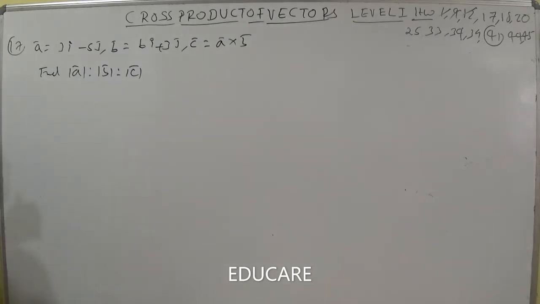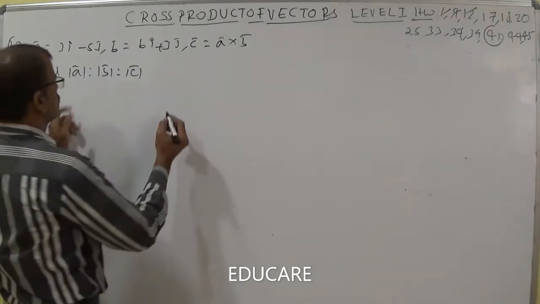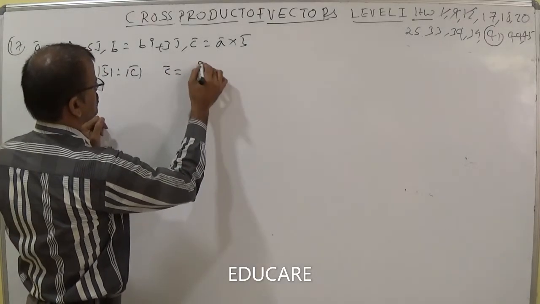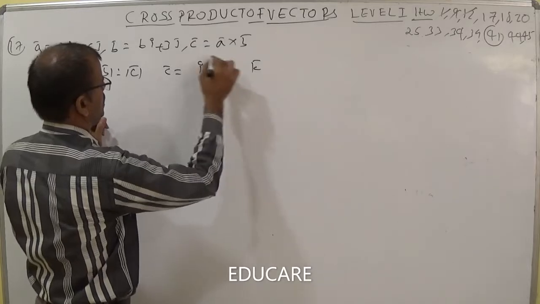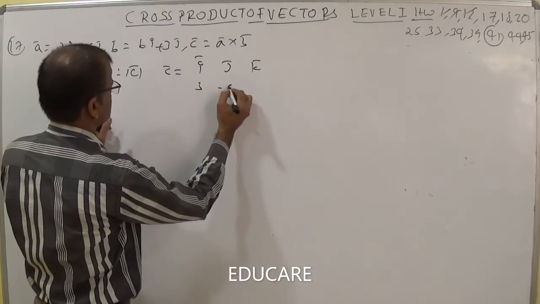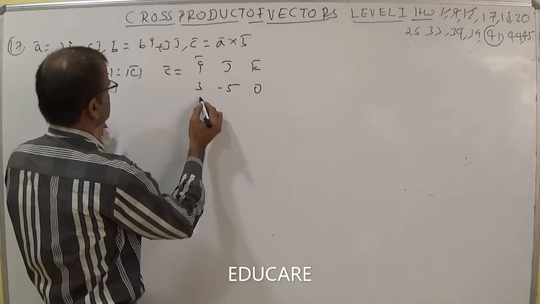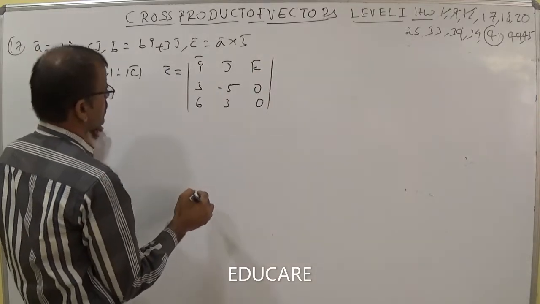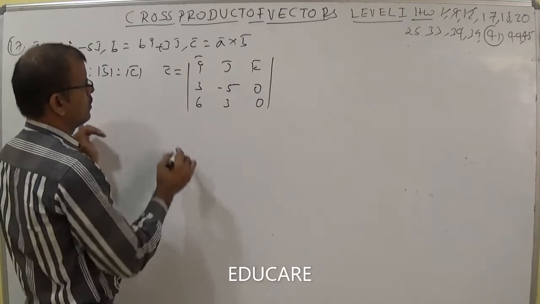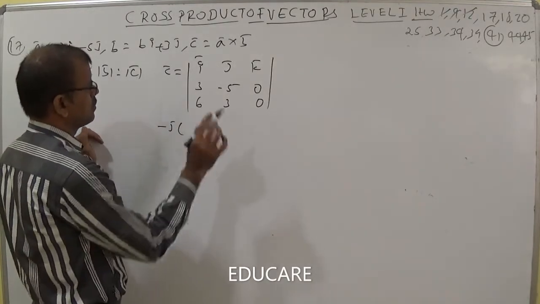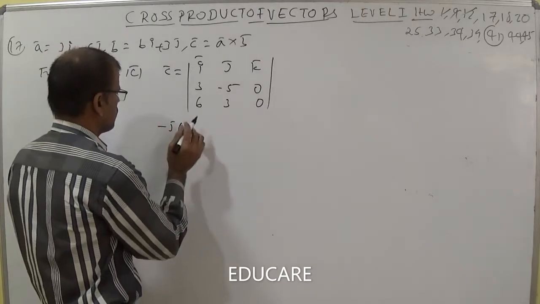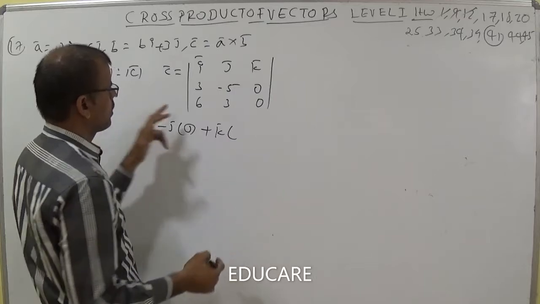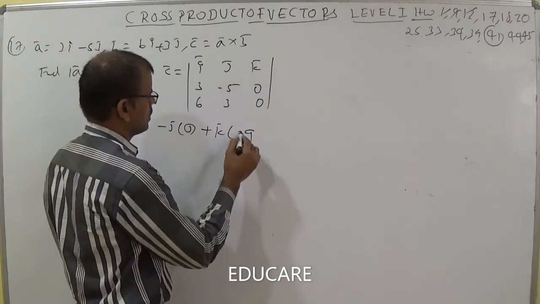So what is the modulus? The value of magnitude. A and B are given. Using A and B, A cross B should give C. Put here I, J, K, then 3, minus 5, 0, and 6, 3, 0. Directly also we can calculate. I into this is 0, minus J into also 0. Simply you write K: 3 into 3 is 9, plus 30, 39.